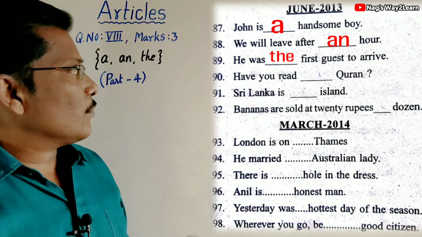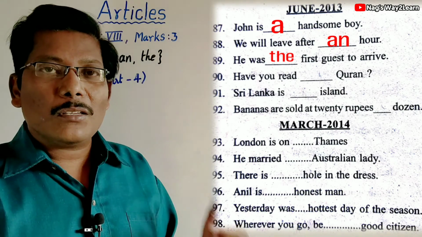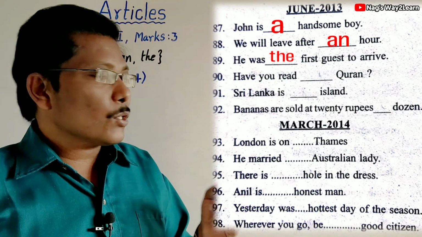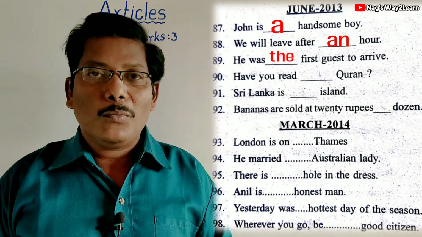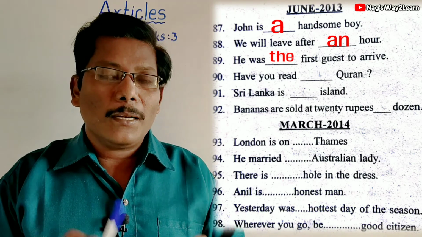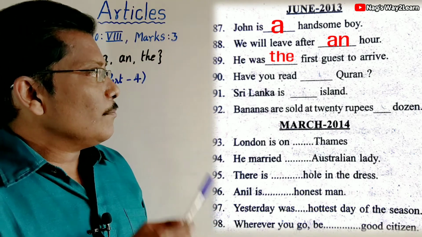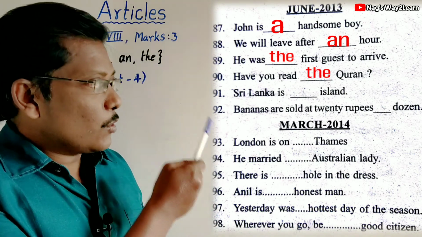Okay. So next one is, have you read dash Quran? This question is also repeated. Quran is a holy book, and before the names of holy books we use the definite article the. So here the answer is the. Have you read the Quran?